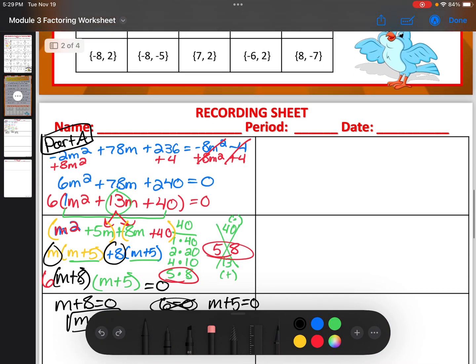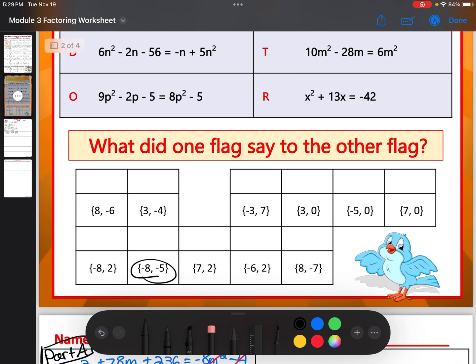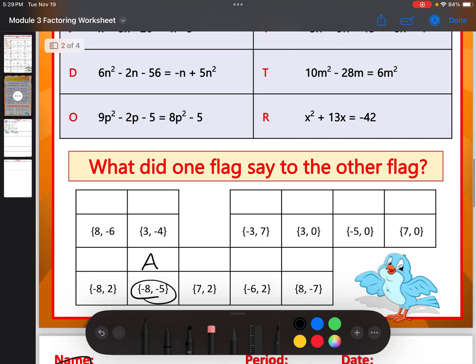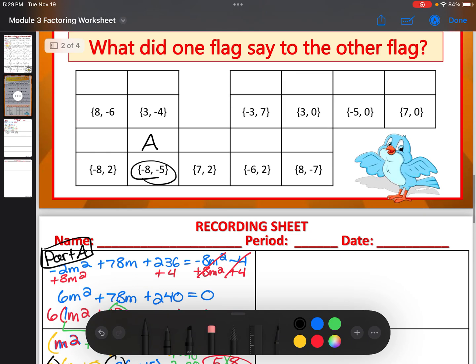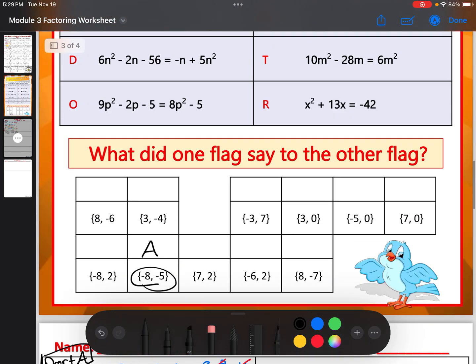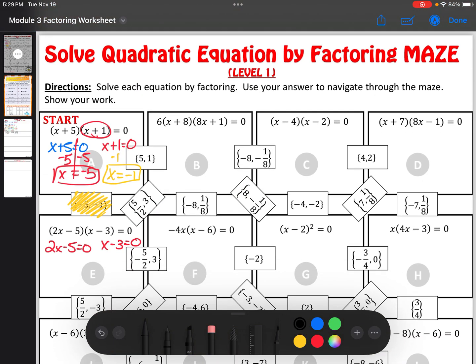So the answer is negative 8 and negative 5. So negative 8 and negative 5 is right here. So I'm going to put my A right there. And then you just keep going through the letters and you'll end up getting your riddle. So make sure you record your answers and then submit that to Canvas when you get it done. I would recommend doing this the whole period. This is homework if you don't get it done in class, so make sure you get it done and turn it in.